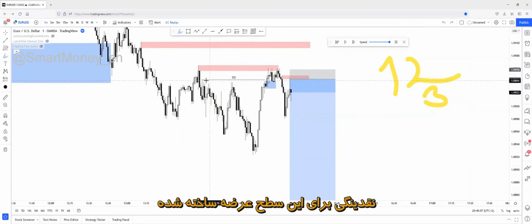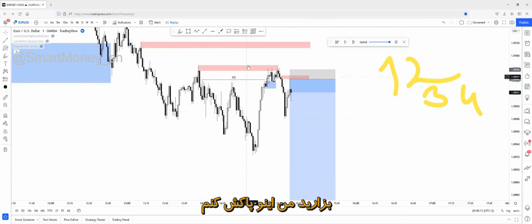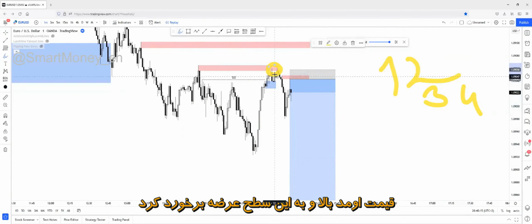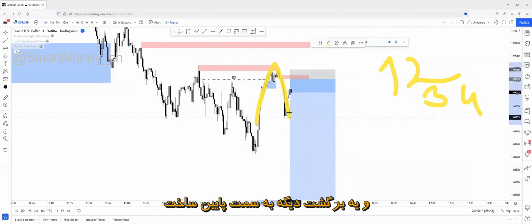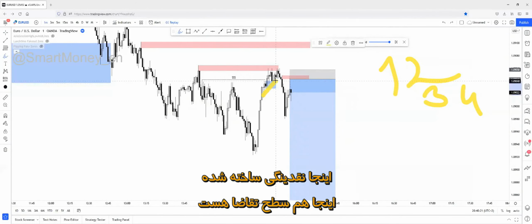Liquidity built up for the supply zone. Fourth criteria. Let me just remove this. After the liquidity sweeping movement, price tapped this supply zone and created another reversal to the downside and swept liquidity once again to the downside. As you can see, here was the liquidity built up.